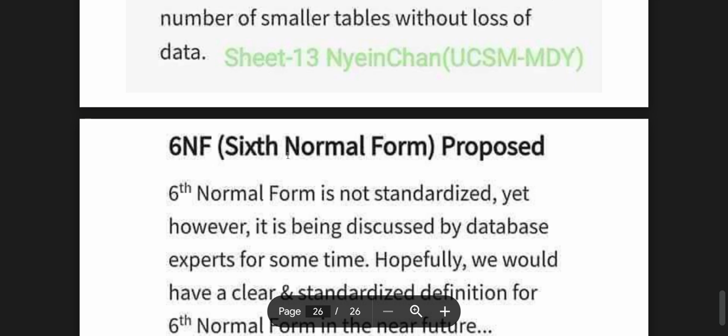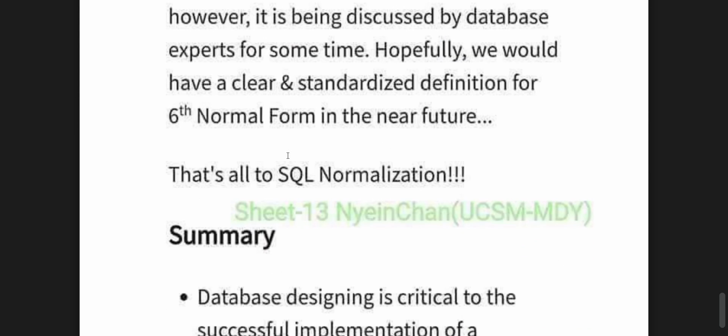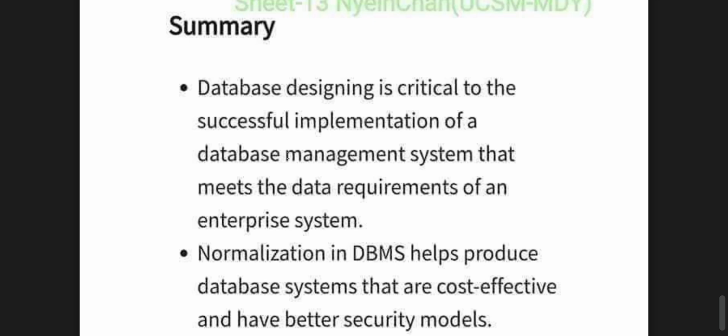Sixth normal form: it is not standardized yet. However, it is being discussed by database experts for some time. Hopefully, we will have a clear and standardized definition for the sixth normal form in the near future. That's all for the SQL normalization summary.